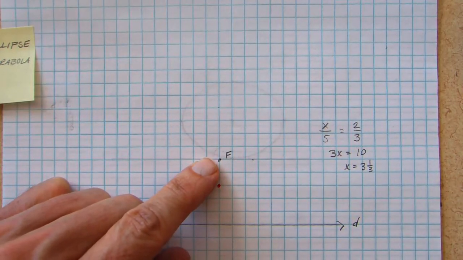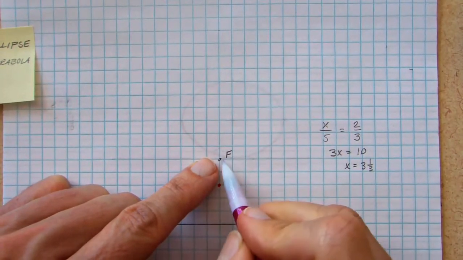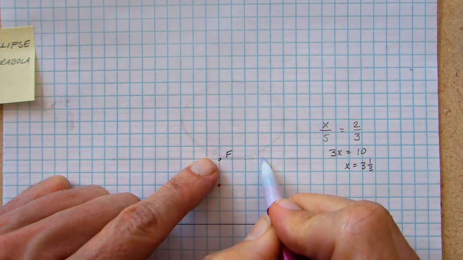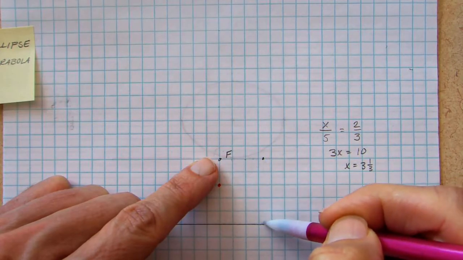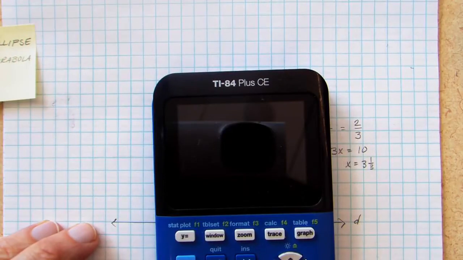3 1/3, telling me that if I go from the focal point out 3 1/3, 1, 2, 3, I'll do it in pencil here for just a second to make sure I didn't make a mistake. 3 1/3 versus 5 seems to be a 2 to 3 ratio. Now let's go ahead and check that.